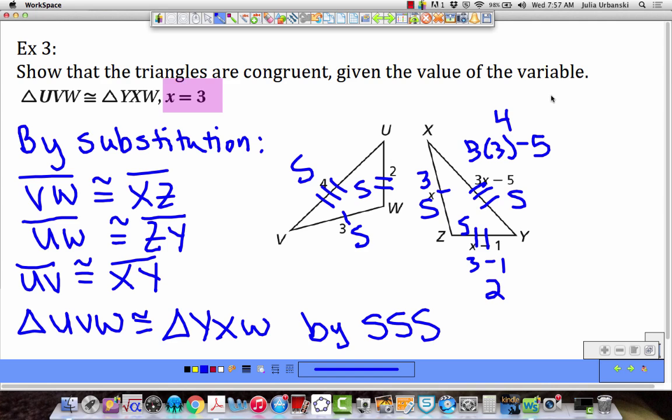All right, so for the next one, what do you have? T equals 4. So go ahead on your own right now. Start plugging it into all those places and see what we get.